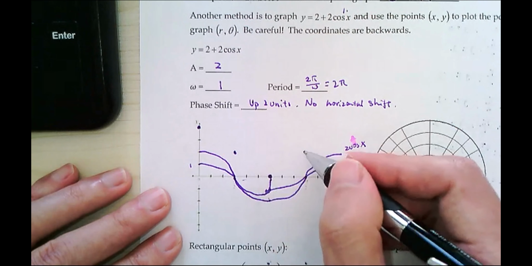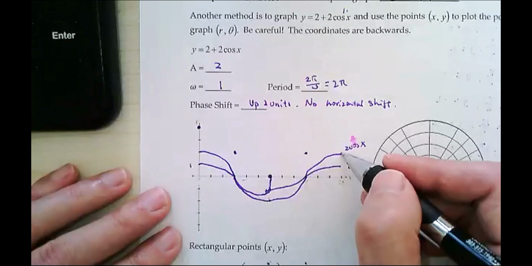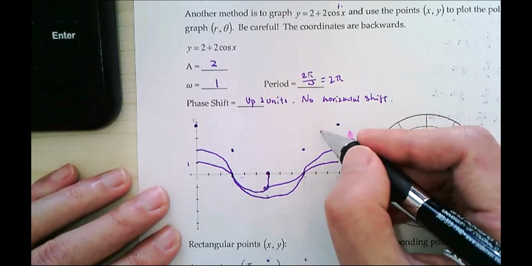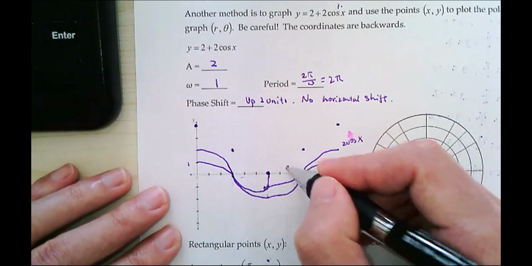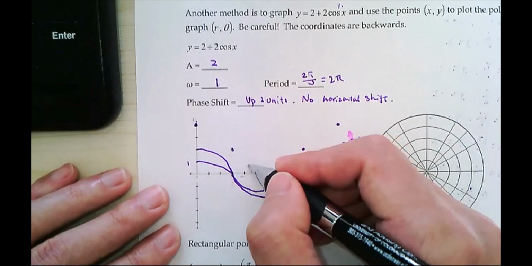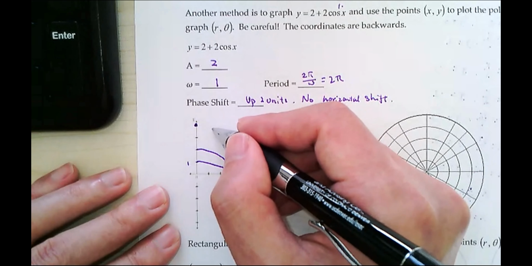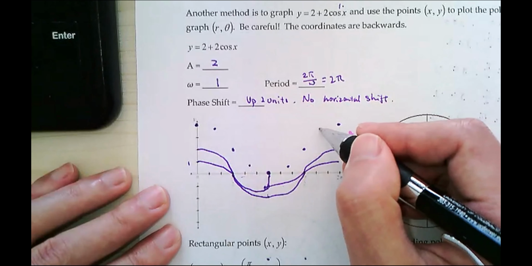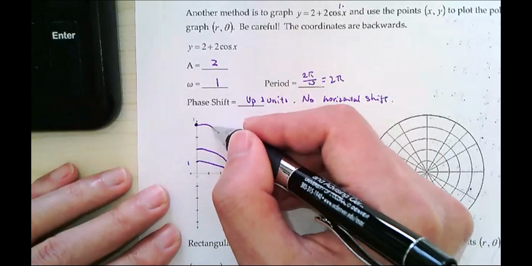It reaches 0, 2 units above this point. Also 2 units above to get to here. This point, 2 units above. So this is an extra point. Just draw an extra point as a reference so that we can draw the graph more easily. So you're connecting those points.